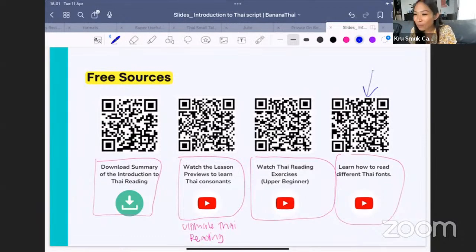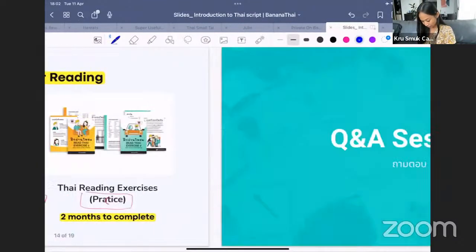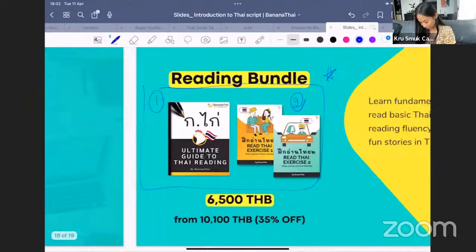Okay. One more question. Yes, please. I tried to scan the QR code for the last bundles that you showed, the ultimate reading and the exercise reading, and it says, sorry, the bundle is closed for enrollment.